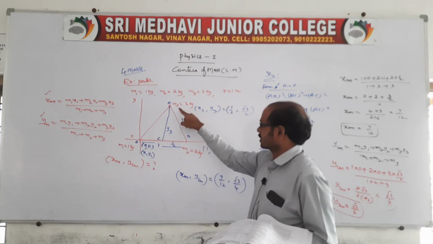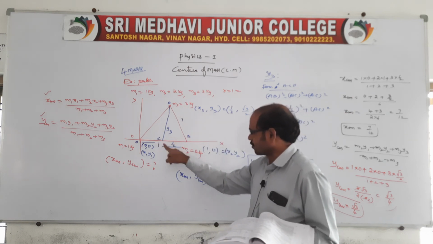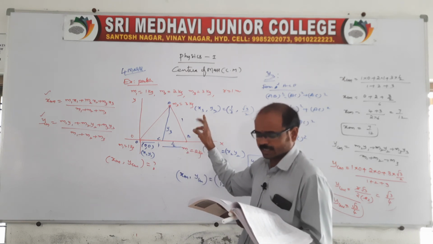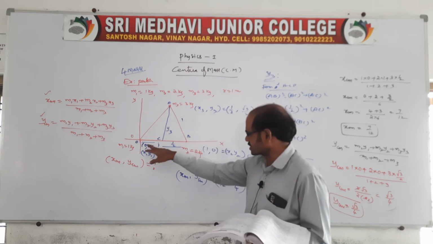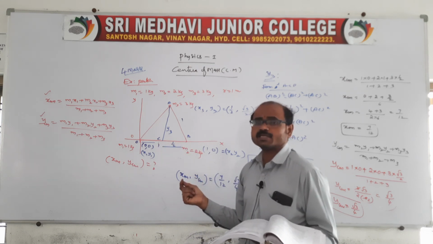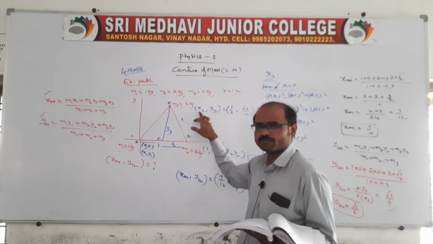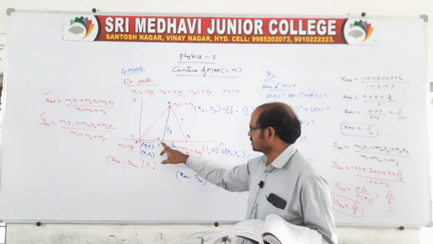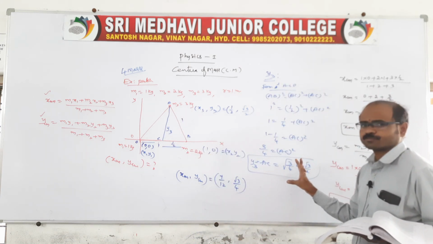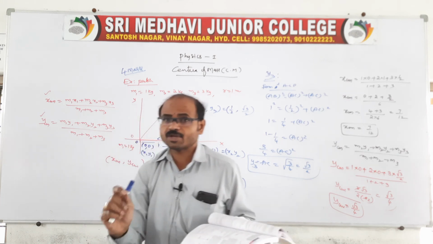What about the third corner? Yes, we have to get it, because it is half, no? 1 by 2 into 1 by 2, that is we can take 1 by 4, that is 0.25. So here you write x3 will be 0.25, and y3 we have to get, this length, by using the same Pythagoras method. So this is the problem which is given in our material, which is a very important problem.